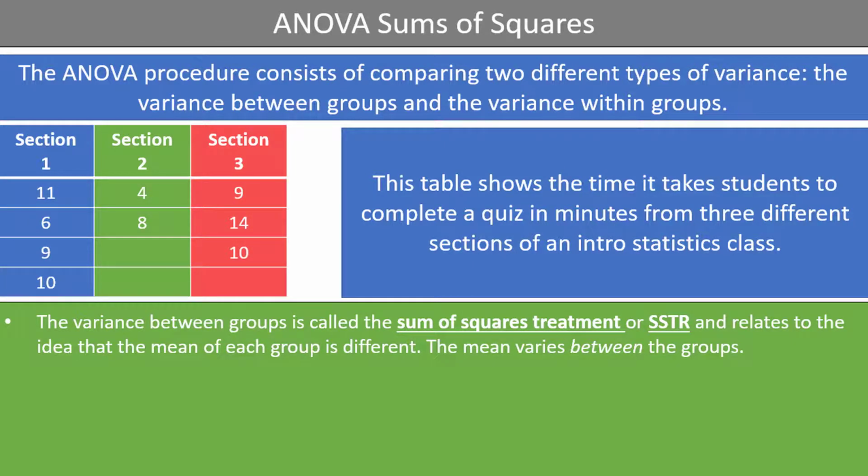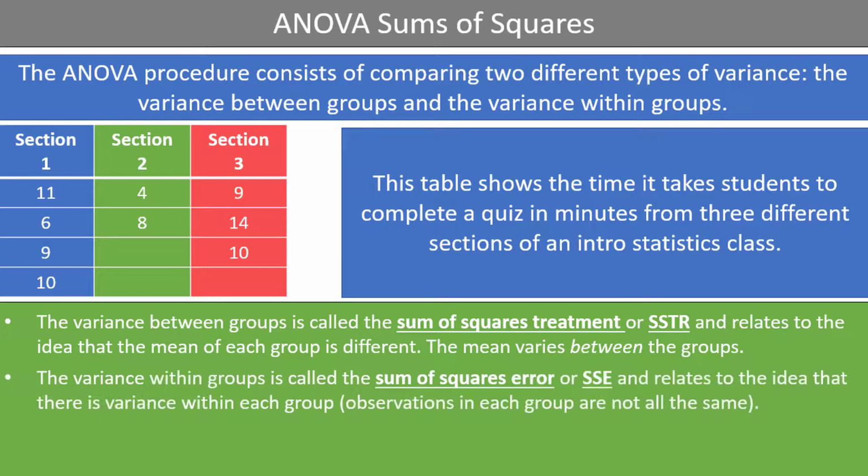SSTR grows larger when the means of these groups are very different from each other. The variance within groups is called the sum of squares error, or SSE, and relates to the idea that there is variance within each group, meaning not all observations in each group are the same. SSE grows larger when each group has values very spread out from the mean of that group.